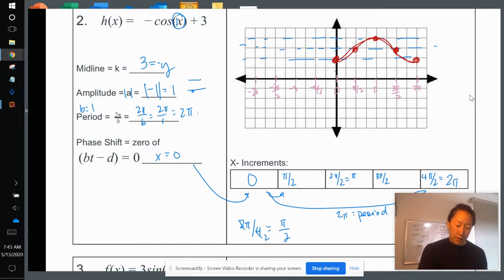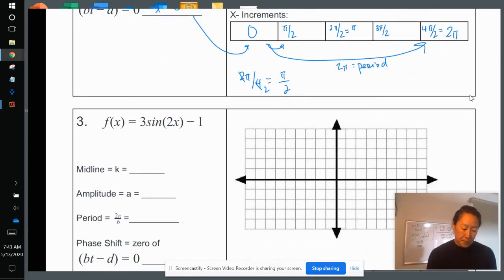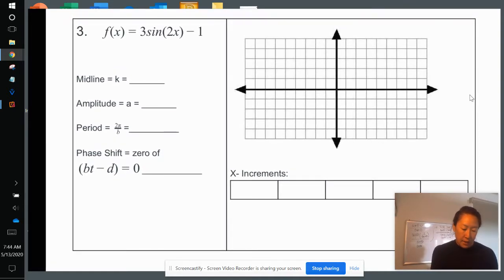I'm going to graph backwards, midline, upper bound, midline, lower bound. Okay, and that is 2 cycles. So I have 1 cycle here, and then my next cycle is here. Okay. Number 3. Okay, so midline is -1.